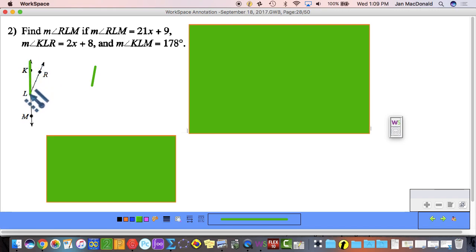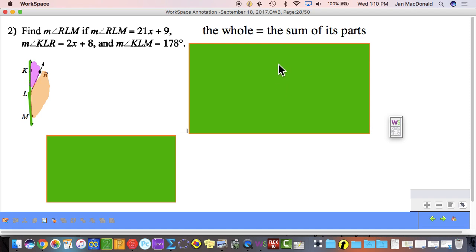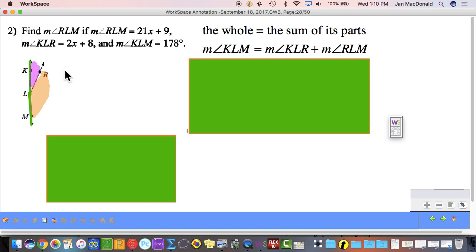So this is the whole angle, KLM. KLM must be equal to the sum of the two smaller angles that make it up, right? And here's one of them, and here's the other. So the whole equals the sum of its parts. That's the general idea of the angle addition postulate. The whole is angle KLM. That big angle must be equal to the sum of the two parts that make it up: KLR, which is this angle in pink, and RLM, which is this angle in orange.